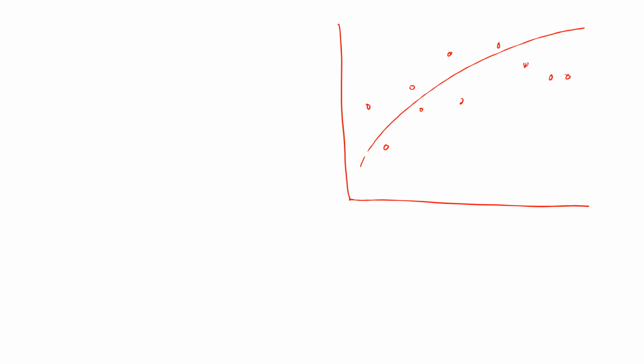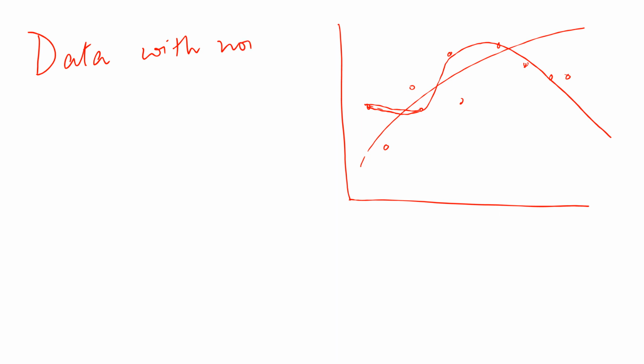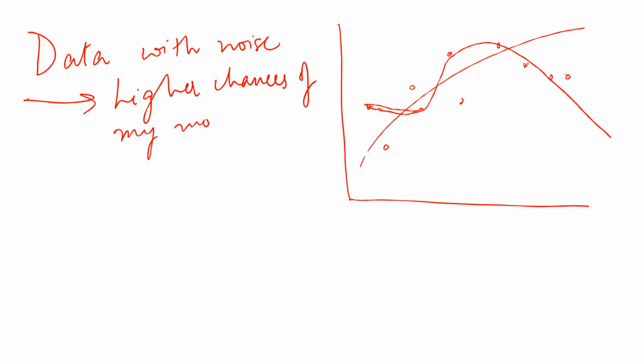Let us assume that I came up with some high order polynomial and I tried to capture this noise as much as I can, and I came up with this model because I was trying to fit every point that is there. So here I'm trying to model the data with noise. And if I'm trying to model data with noise, there are higher chances of my model going astray, as you can tell with this simple example.